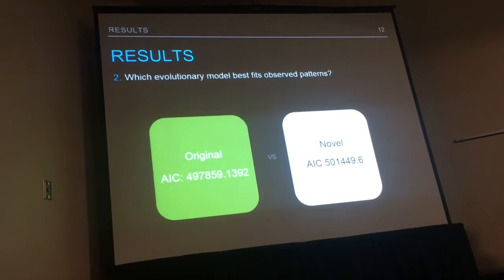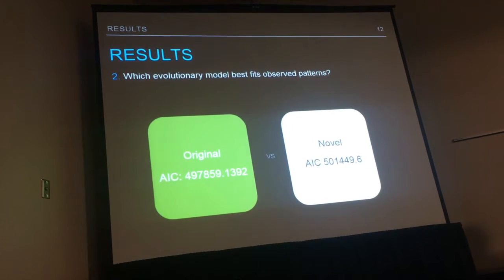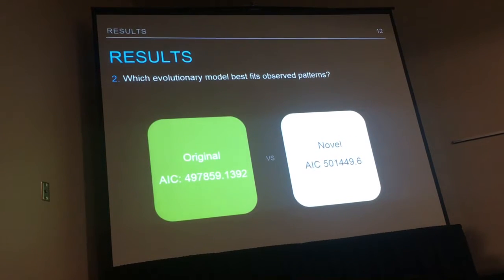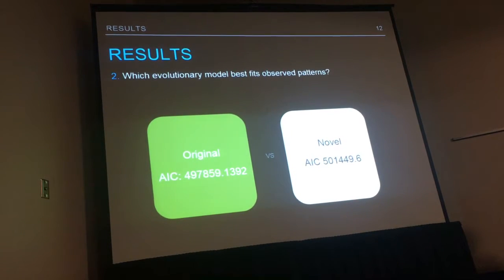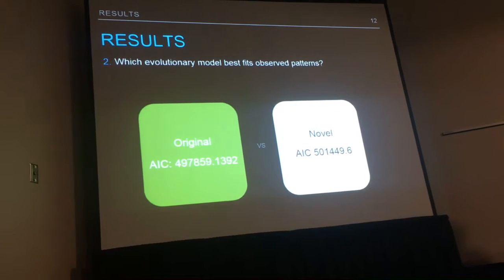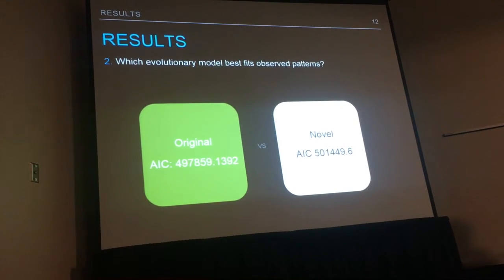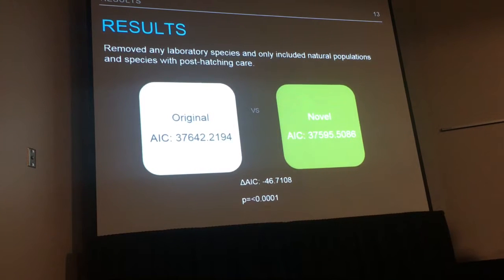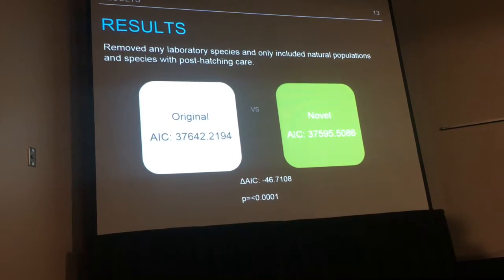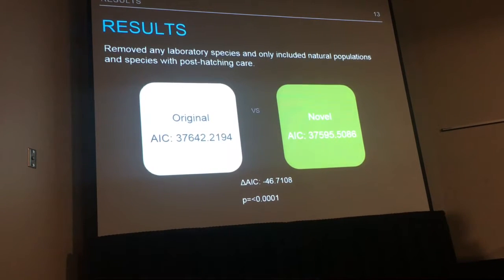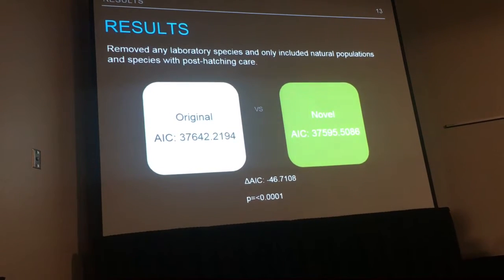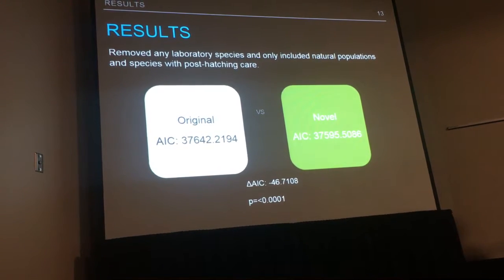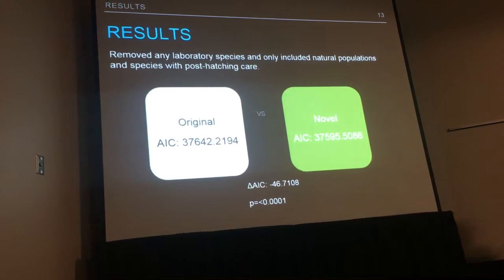So when we did see this maternal effect senescence, we then wanted to ask which evolution model better fit the observed pattern. Running it for all the species that showed maternal effect senescence, we showed that the original model was a better fit. So the age distribution of females was a better fit. But when I looked into it a little bit more, I removed any laboratory species and only included those that were natural populations with conspicuous maternal care. We found that in those natural populations where maternal effect senescence was occurring, it favoured the age distribution of mothers rather than the age distribution of females.